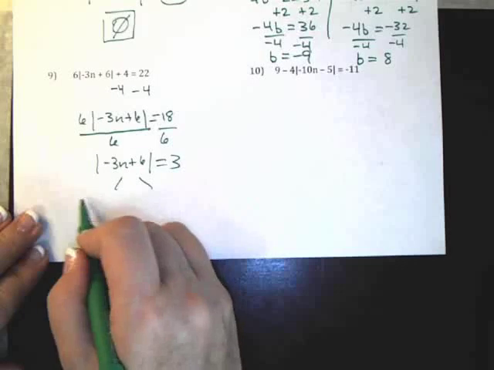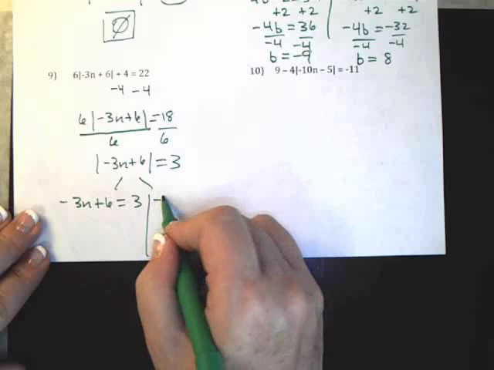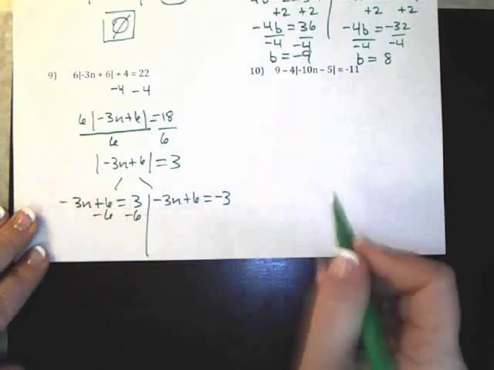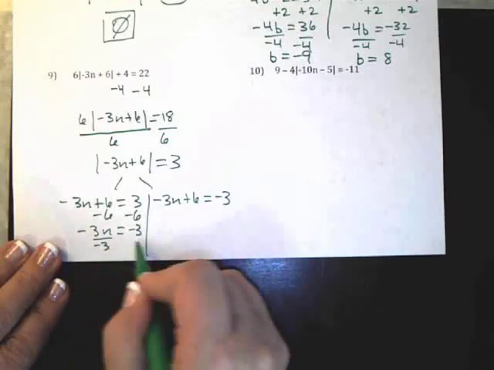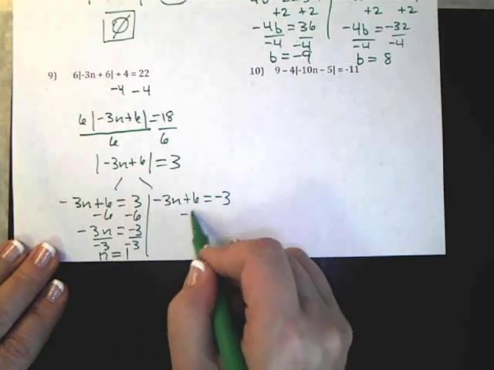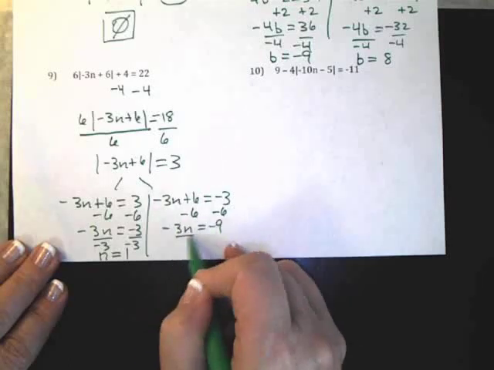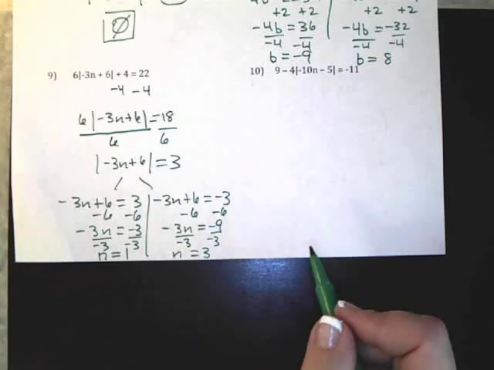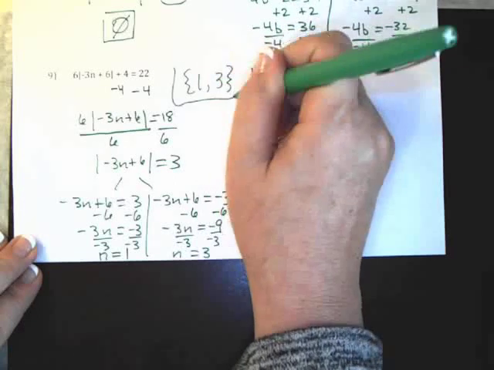So let's go ahead and separate into two equations. Negative 3n plus 6 equals 3, and negative 3n plus 6 equals negative 3. Subtracting 6 from both sides and dividing by a negative 3, n is equal to 1, and then subtracting 6 from both sides and dividing by a negative 3 again for our second equation, n is equal to 3. So our two solutions are positive 1 and positive 3.